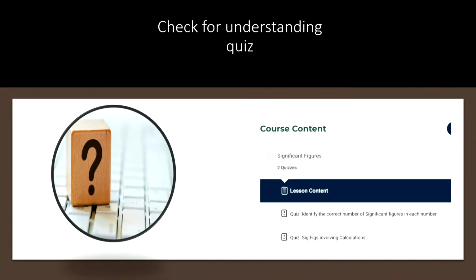So what I'd like you to do now is go to the Math and Chemistry 1 course, and there is a quiz on identifying the correct number of significant figures in each number. And once we have finished that, then we're going to move on to doing calculations with significant figures.